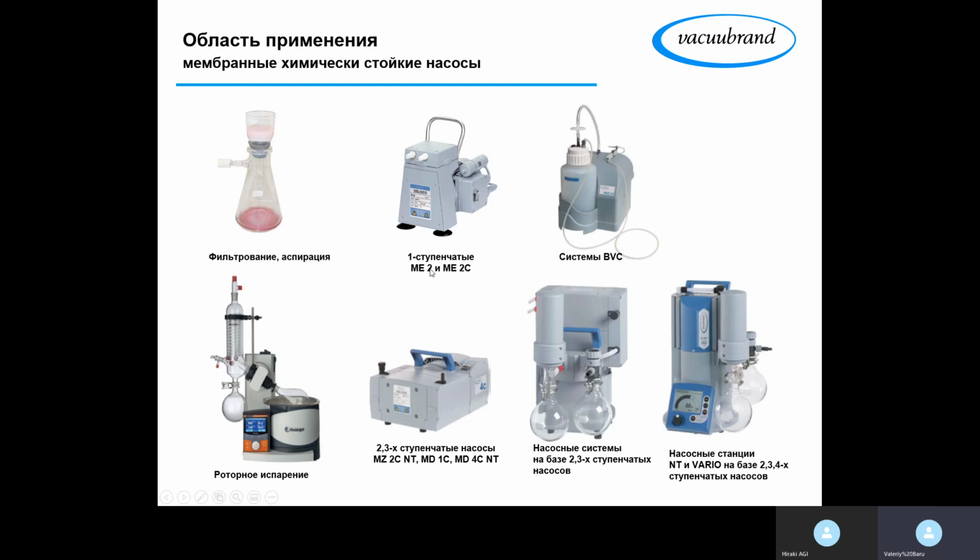So ME2 means that it is a one-stage membrane pump with a performance of 2 cubic meters per hour. And C stands for chemical resistance, because there are two types of pump that both manufacturers manufacture. They are either chemical resistant ones or non-resistant ones. The difference is the design of the material of the membrane and the vacuum chamber.